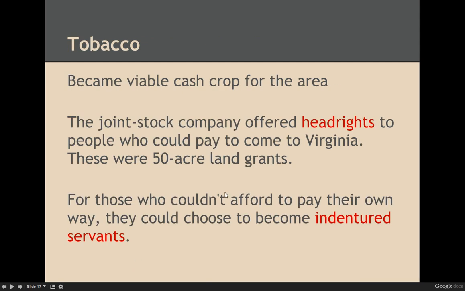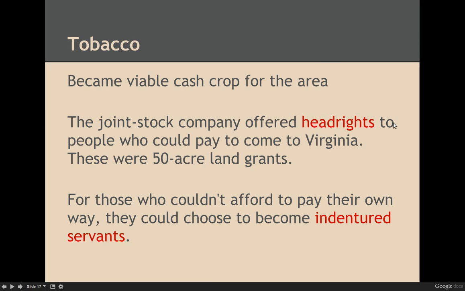And so they attracted new people by offering head rights, which are just land grants if you could pay your own way to get to Virginia. If you were an English person and you wanted to come to Virginia, you could get this head right, 50-acre land grant, have your farm, start going, generate profits for England, and eventually become wealthy in your own right.